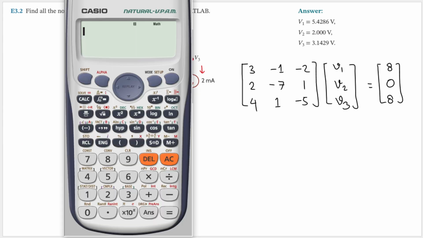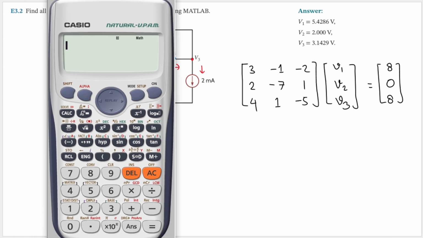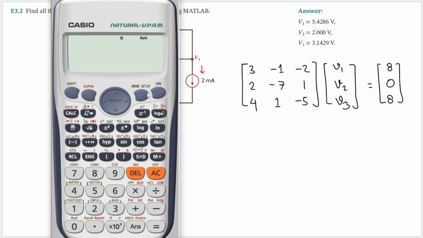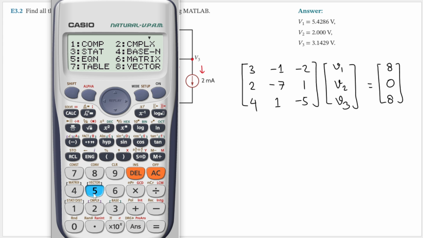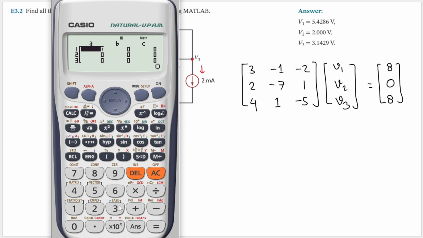Now let's do the calculator. So here is my calculator. You can use this kind of calculator and set it up as equation solver, which is number 5. We have 3 variables, so we use number 2 here. Good. So we'll have 3, minus 1, minus 2, and then 8. Then we will have 2, minus 7, 1, and then 0. And then 4, 1, minus 5, and then 8.